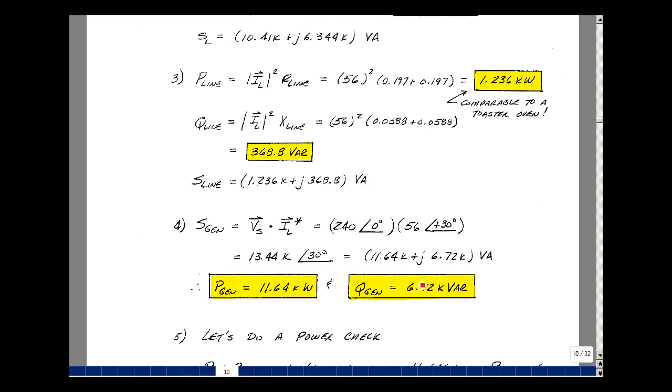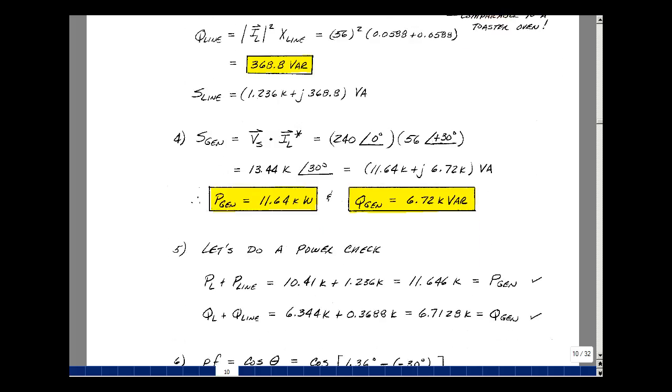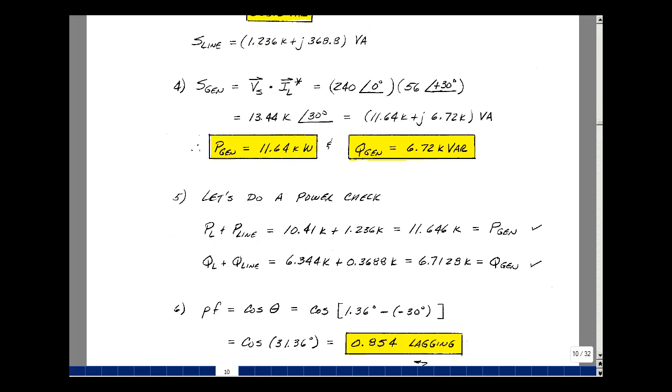Now let's do a power check. Let's see if the power generated is equal to the power absorbed. We've proved that theoretically, but let's just double check that. All right, so the real power absorbed by the circuit is the power in the load and the power in the lines. And that's 10.41 kilowatts plus 1.236 kilowatts, so 11.646 kilowatts. And that equals what we found with the generator. The reactive power for the load and then the line was 6.344 kilovars plus 0.3688 kilovars, giving us 6.7128 kilovars. That's equal to what was generated. So our power checks. The power generated real equals the power absorbed real, and likewise for the imaginary.